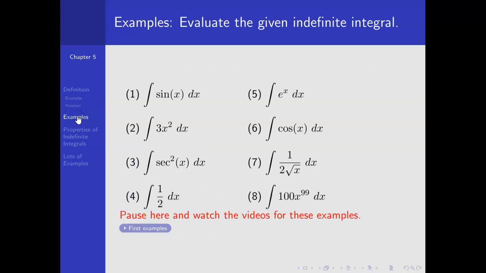This time, flipping back, we have to come up with the antiderivatives ourselves. So you should pause and watch the videos, fill in the examples, and then move on.